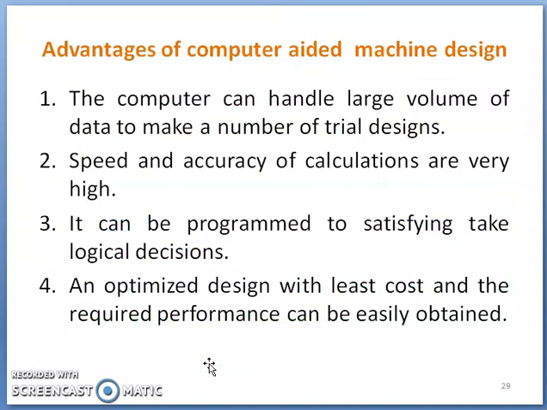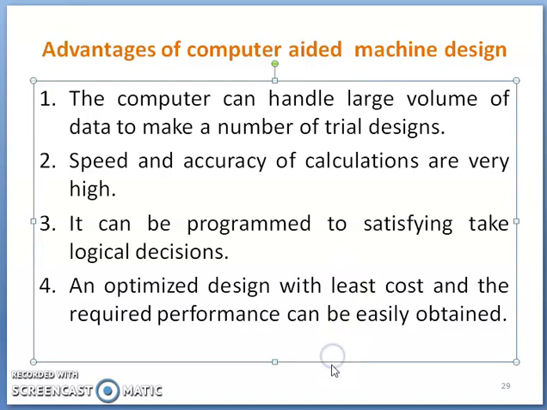What are the advantages of computer machine design? The computer can handle a large volume of data to make a number of trial designs. Speed and accuracy of calculations are very high. It can be programmed to take logical decisions and optimize the design with the least cost, and the required performance can be easily obtained. So using computer aided electrical machine design, the designer finds these advantages. Hence, modern day electrical machine design involves the use of fast digital computers for the solution of design problems.